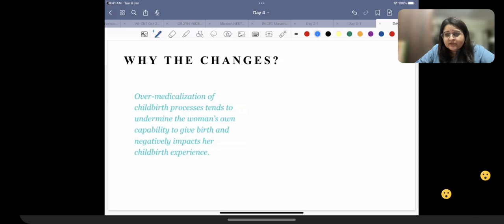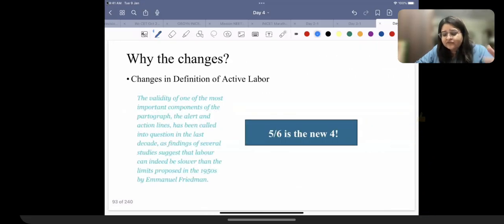Why were the changes made? Because it was found that everything was over medicalized. That means there were too many cesarean sections happening. Okay, the natural process was lost, and there was a negative childbirth experience in women. So to improve the childbirth experience, this was introduced. That was one reason. The second reason was the change in the definition of active labor.